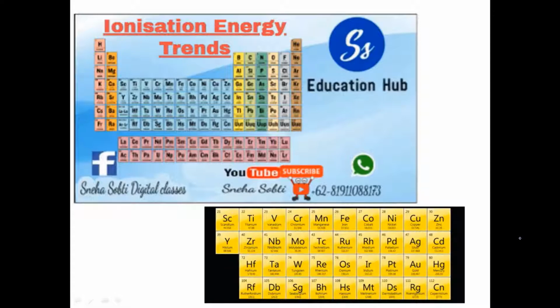This topic is very helpful for grade 11th, 12th, CBSE, ISC, IB curriculum, and especially for cracking competitive exams as well, because the basic concepts of the periodic table, the ionization energy trends of the transition elements, which are the D block elements, will be explained.